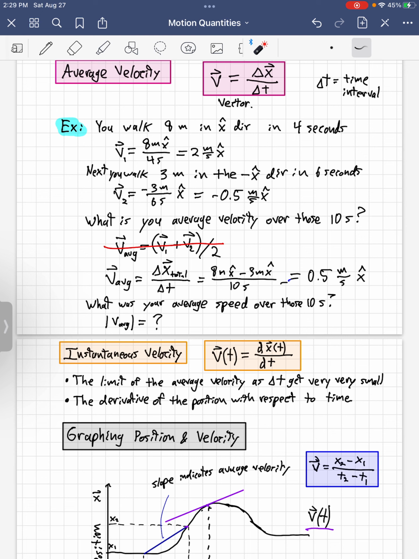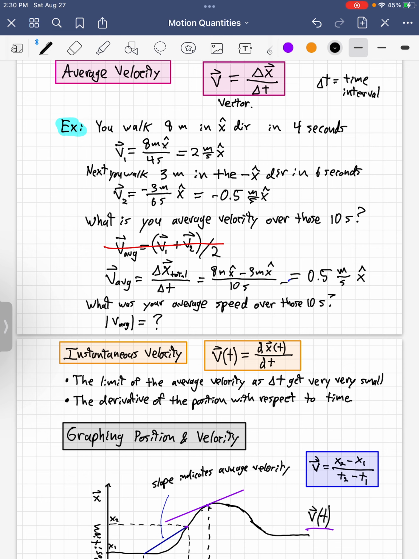First, we walked 8 meters in 4 seconds at 2 meters per second. And then we walked 3 meters in 6 seconds at negative half a meter per second. So what it would actually be is we would be thinking about the direction that we're moving in, left or right, doesn't really matter. That doesn't affect your speed, right? Speed is a scalar, independent of direction. It really is just asking, what's the magnitude of your velocity, right?